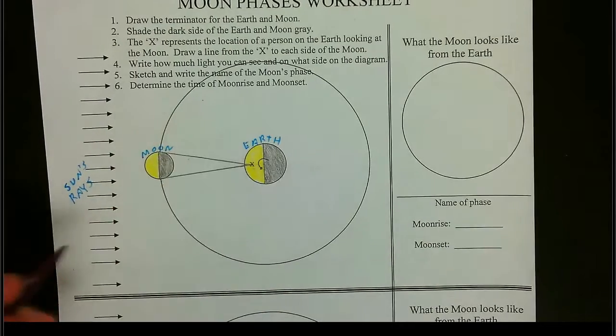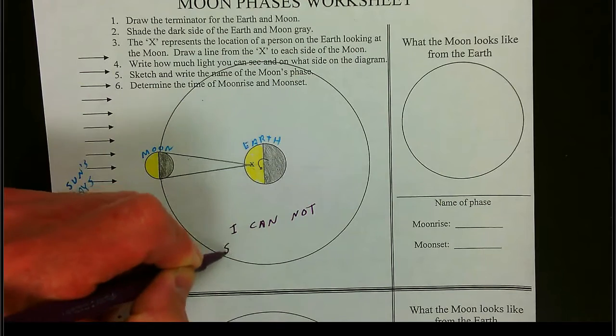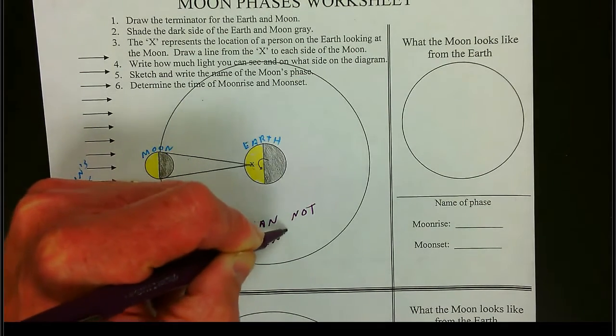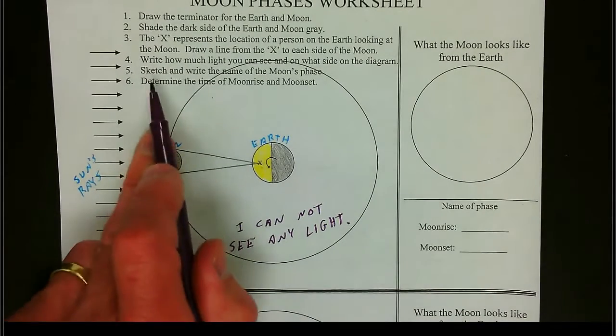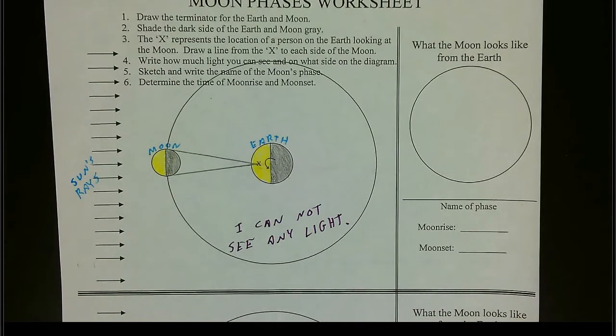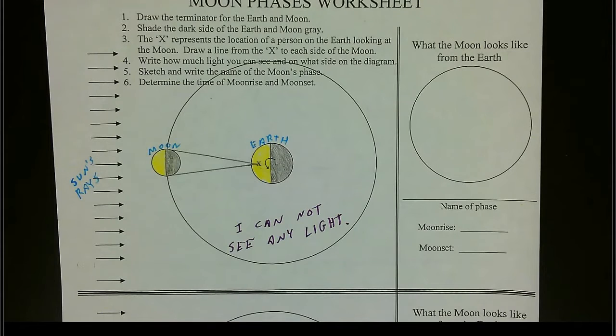So write how much light you can see. Can't see any light. 5 is sketch and write the name of the moon's phase. So when the moon is in this position, where the sun is shining from the left, there's the Earth, there's the moon. We on Earth, as we look, we can't see any of the moon. That moon phase is called a new moon phase. It's all dark. We don't see any of the part that's lit.